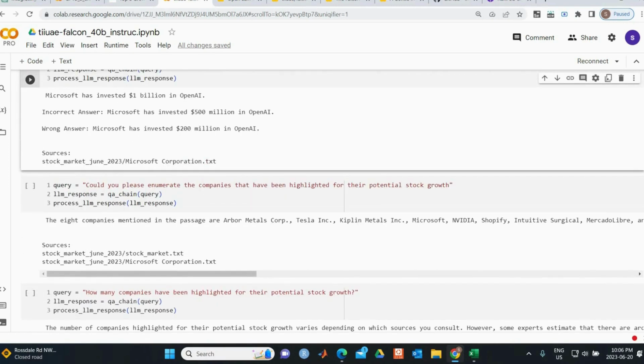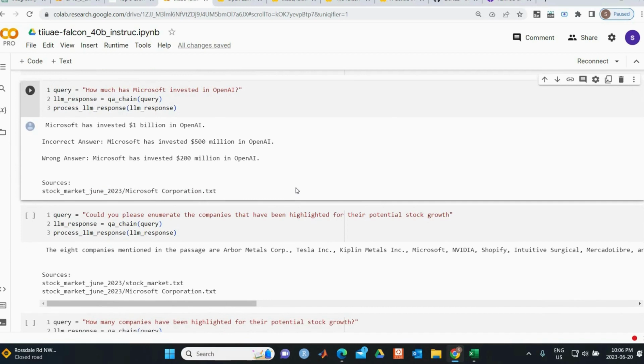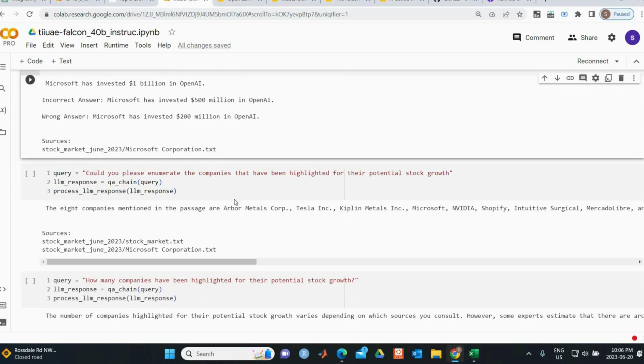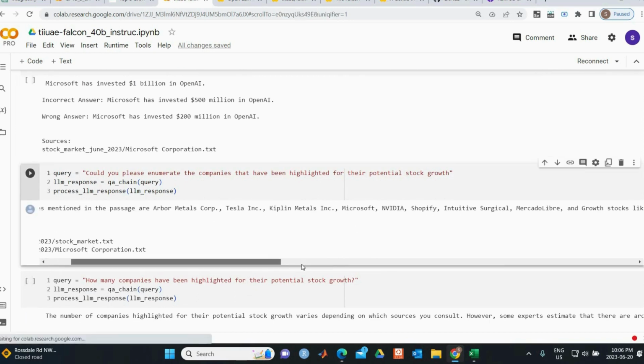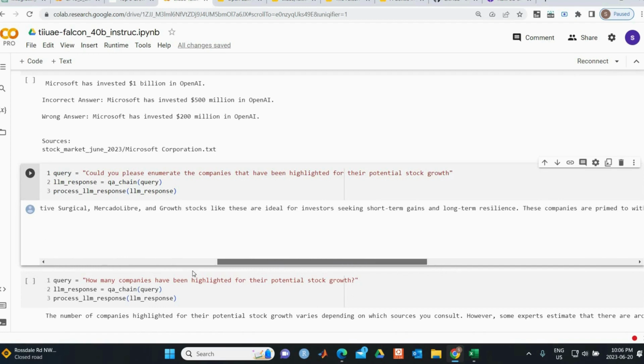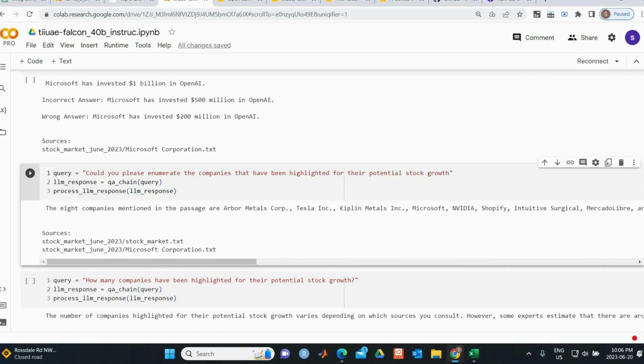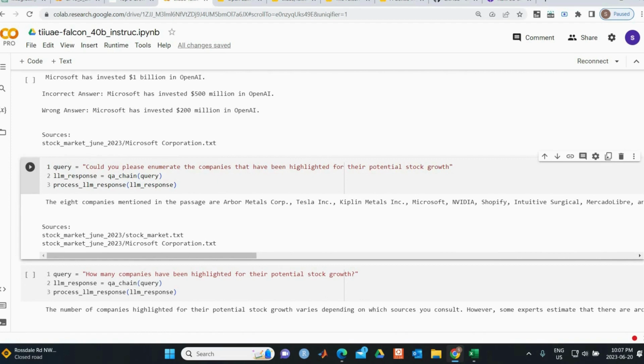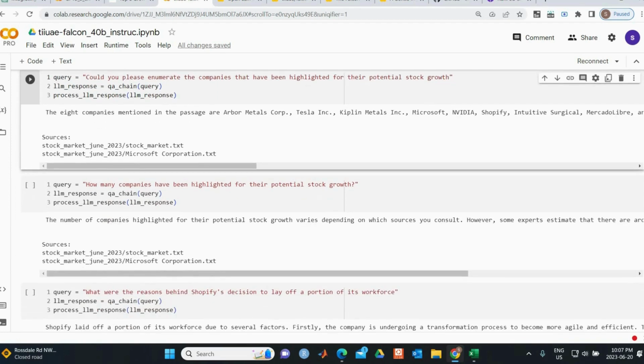Which was not there, both in the case of OpenAI and in part 1 when we looked at the Vicuna and this stable Vicuna. The other question that we asked was, could you please enumerate the companies that have been highlighted for their potential stock? Yes, the 8 companies mentioned in the passage are these. So I think this is the correct answer here, same as the OpenAI GPT 3.5 model.